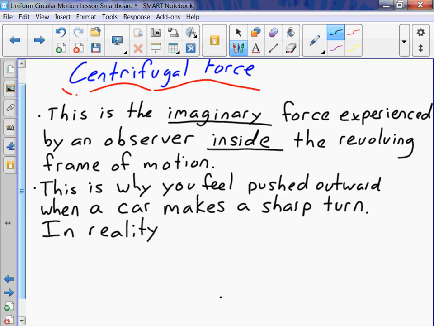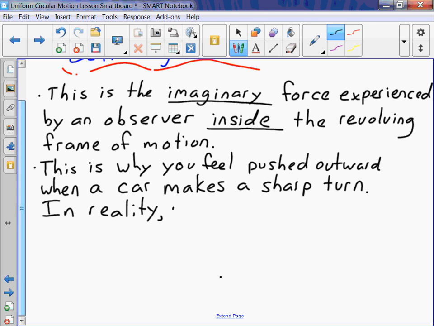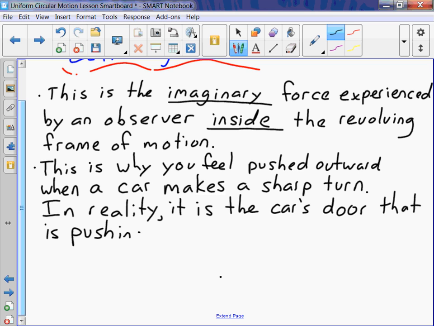Centrifugal force. That's all you understand. Centrifugal force means that X is the center force. C is for center. It's just force. Sorry?